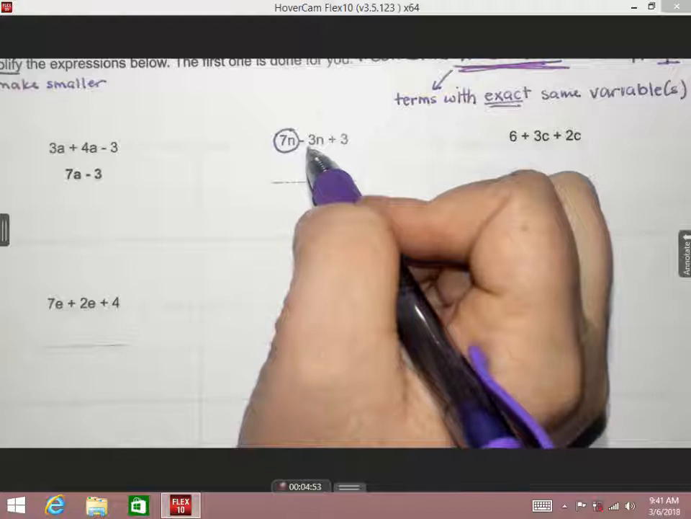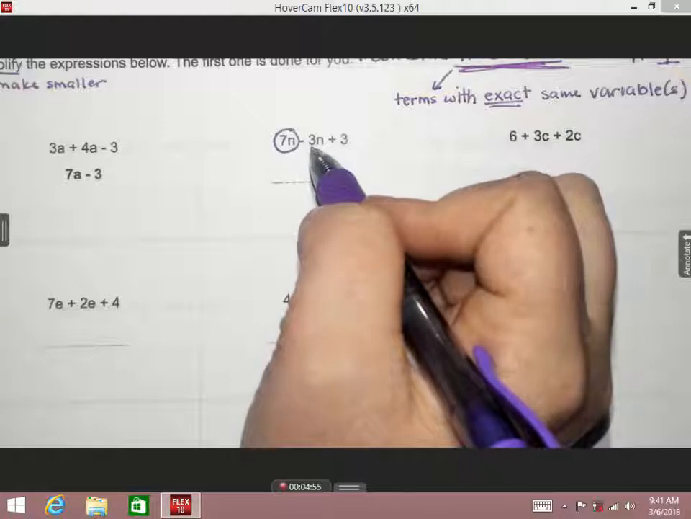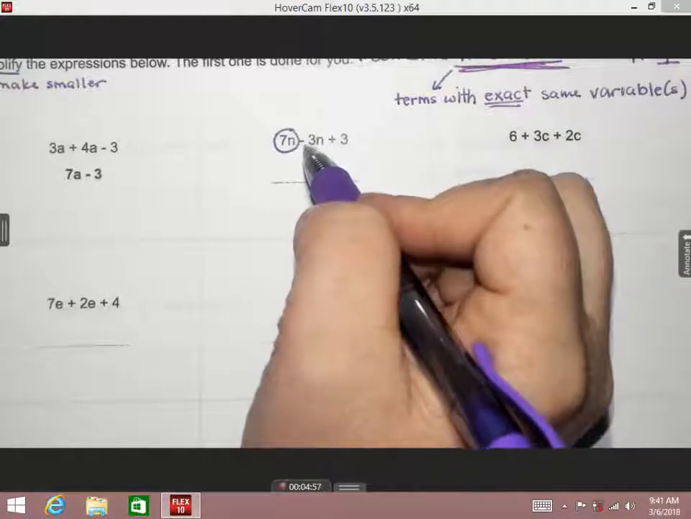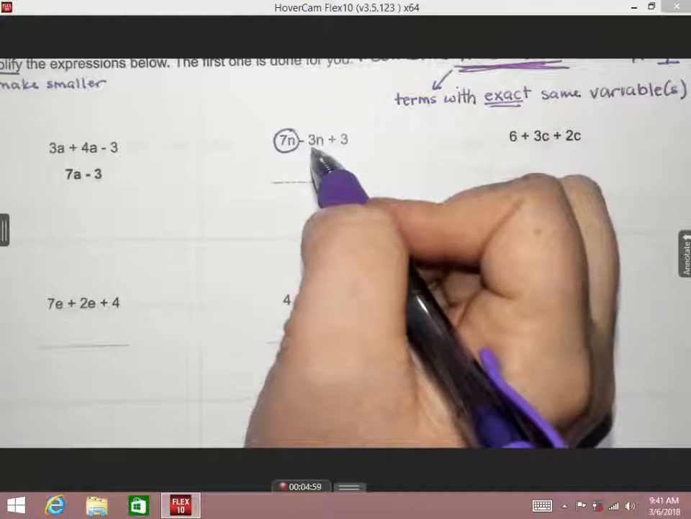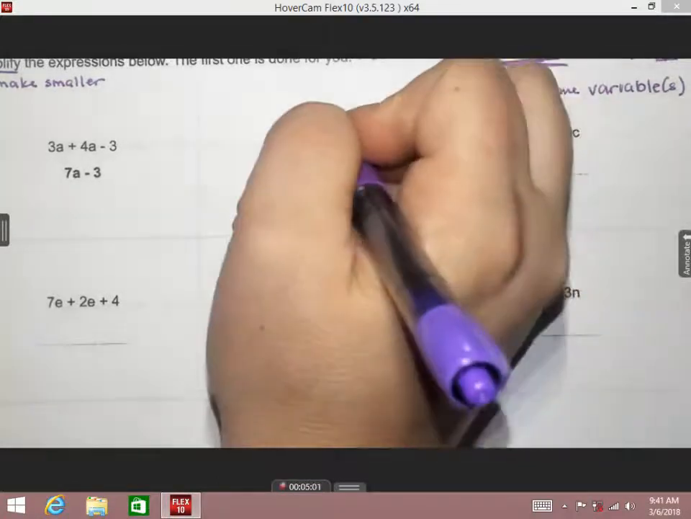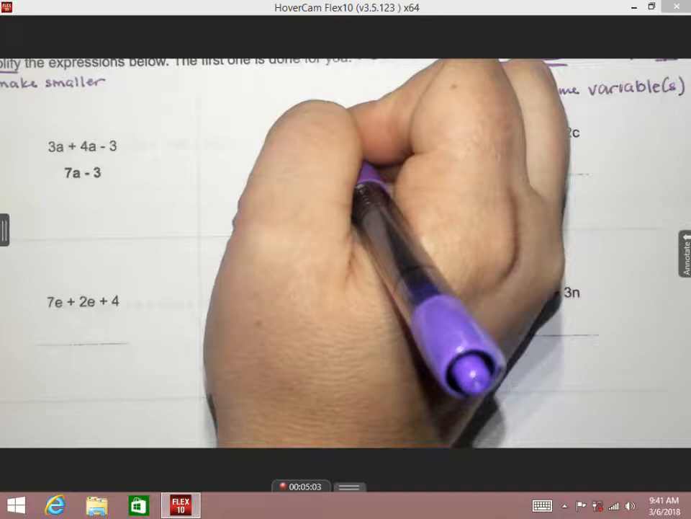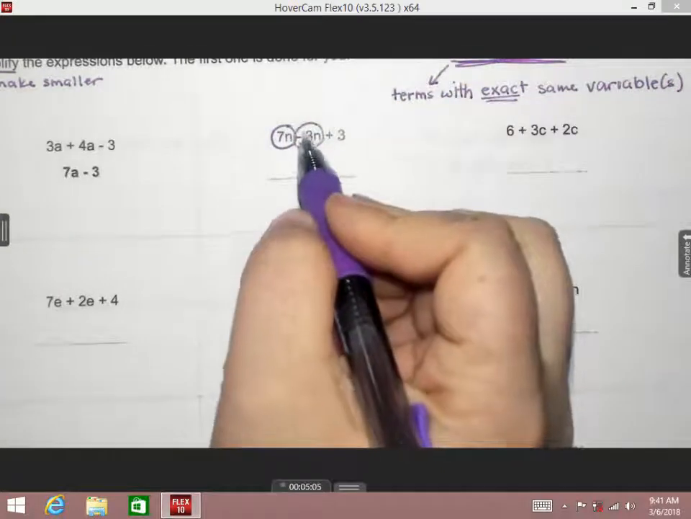Subtracting. So when I ask you for the term, I don't want you to just say 3n. I want us to say minus 3n, because we want the whole thing, okay? All right, so excellent job, Sophia. We got the 3n, and then now we're just going to remember to also include the sign.